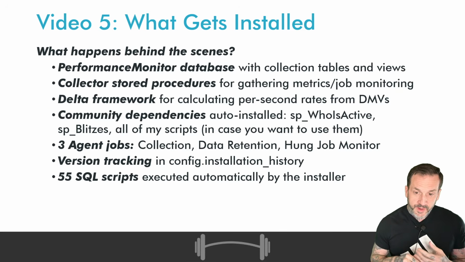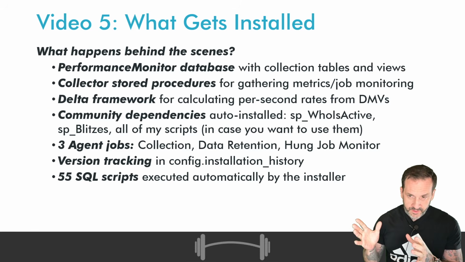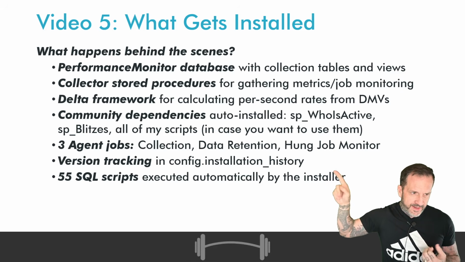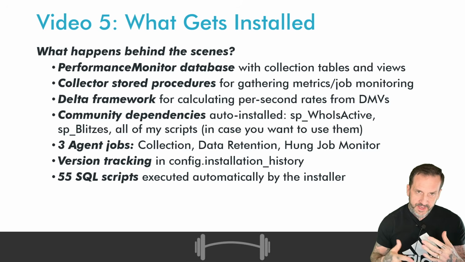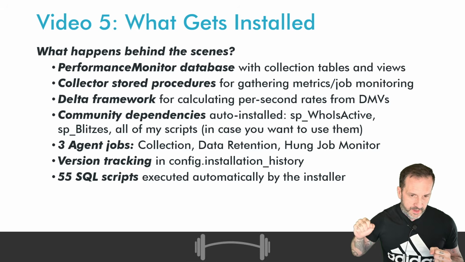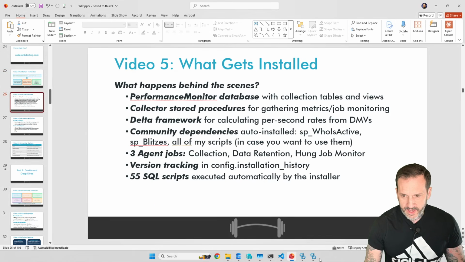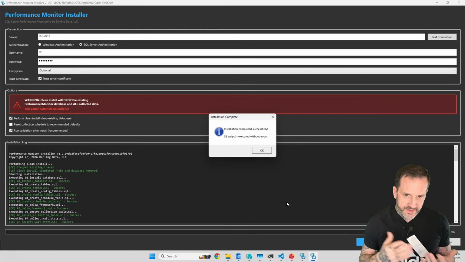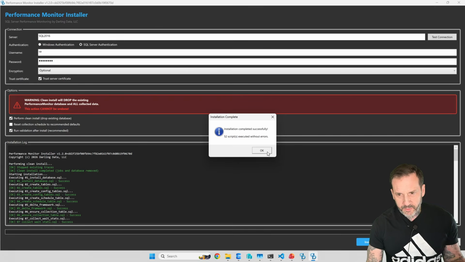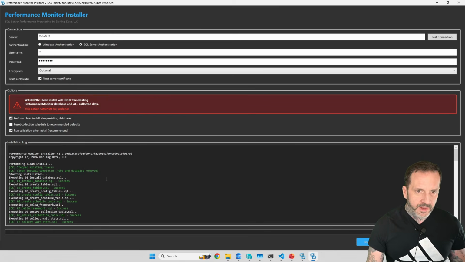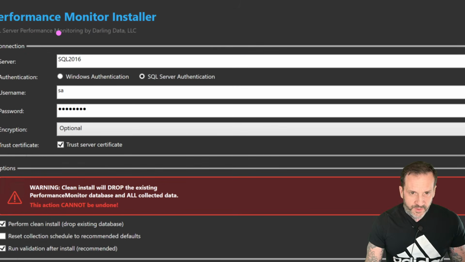Again, we have the three agent jobs responsible for collection, data retention, and looking to make sure that those jobs don't get stuck. There's a bunch of metadata tables that keep track of installation history and stuff in case you're on the upgrade path. And then about 55 scripts in total get executed, but there are 3 of them that are sort of not involved with that. But let's take a quick look at what the installer looks like. So this is an installer run that I did where it just completed. It's not fun to watch a log fill up live, but I can hit install again and we can watch it go. But this was SQL 2016.